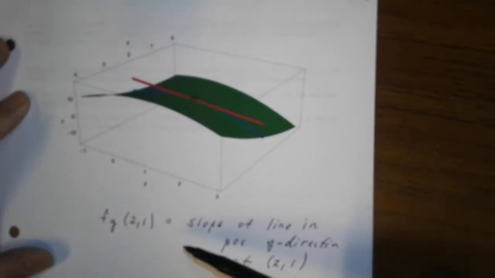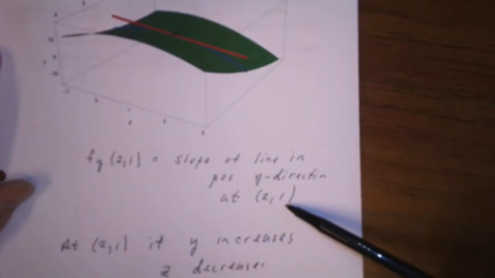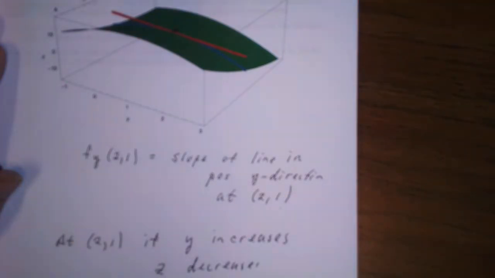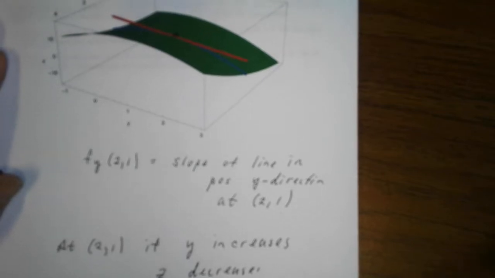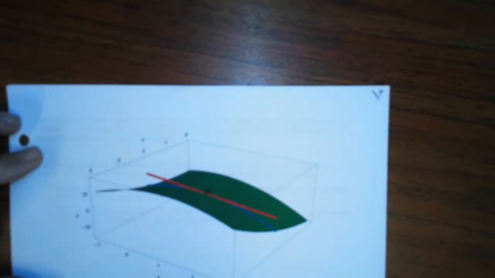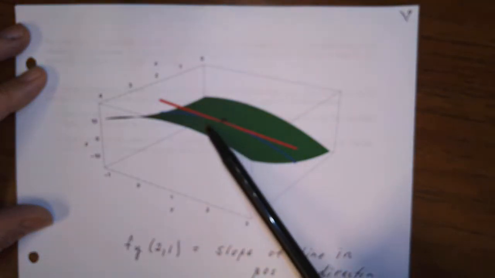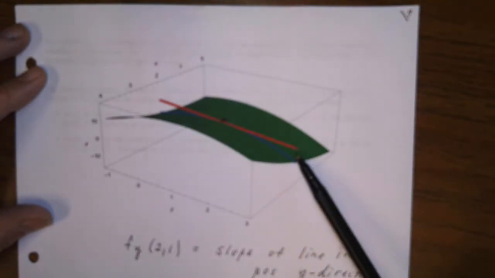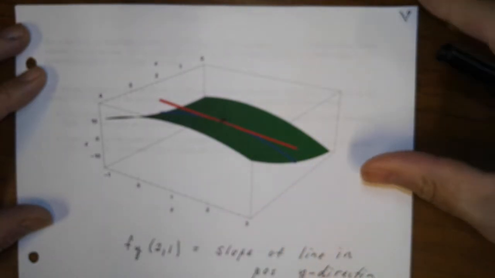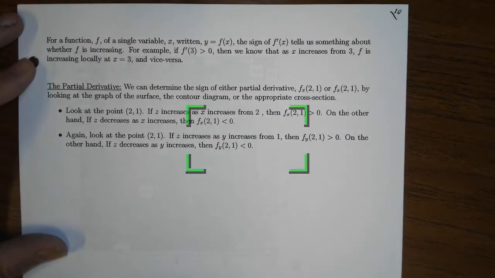The partial of f with respect to y at (2, 1) is the slope of the tangent line in the positive y direction at (2, 1). And we can see, looking at the curve at this point, so this is the y-axis right here, that as y increases, this line is pointing downwards. It has a negative slope. And so that slope is the partial of f with respect to y at (2, 1).